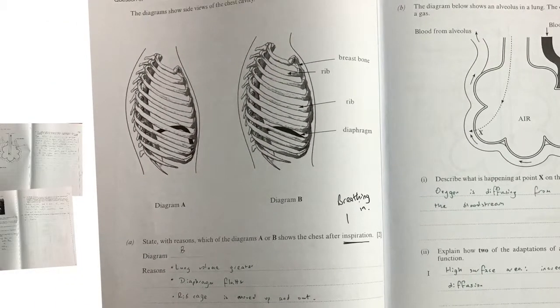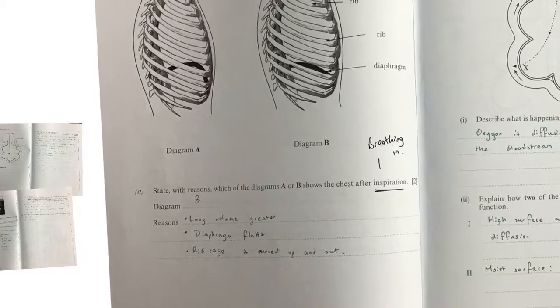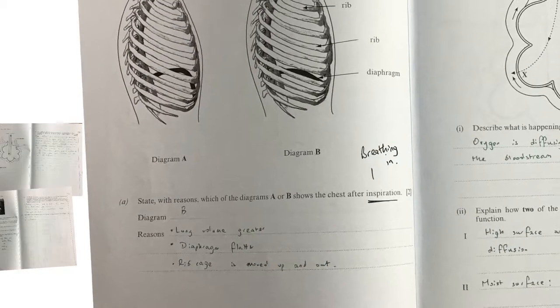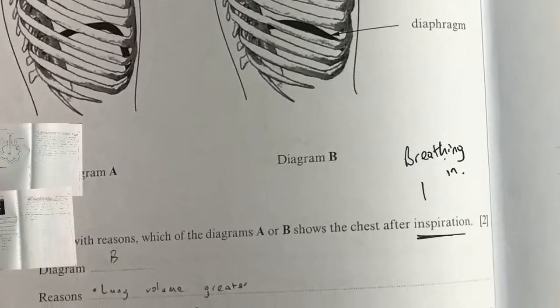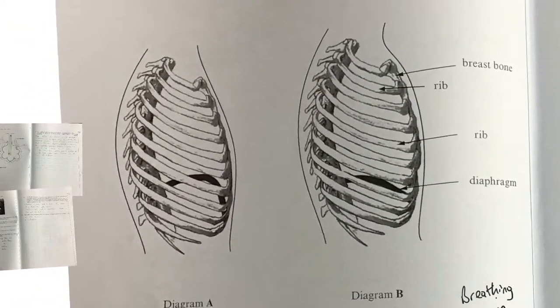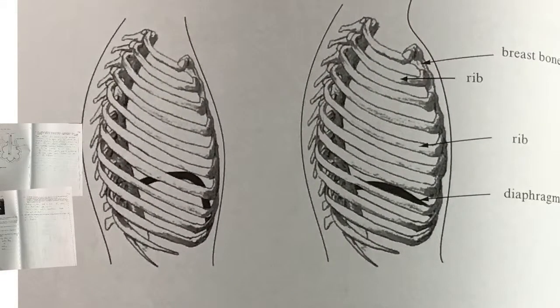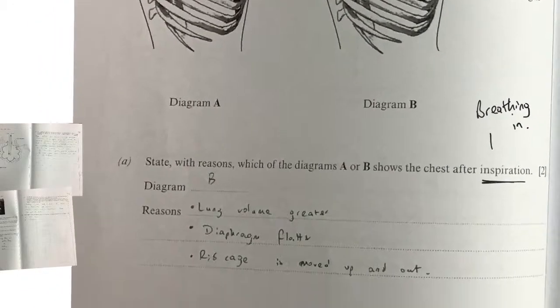Now, so I've got my rib cage there. What 3 things can we see from this? So the first thing is diagram B, I have stated, shows that it is breathing in. And my reasons for that are, first of all, if we look at the lung volume, B is a bit bigger, so there's air in there.